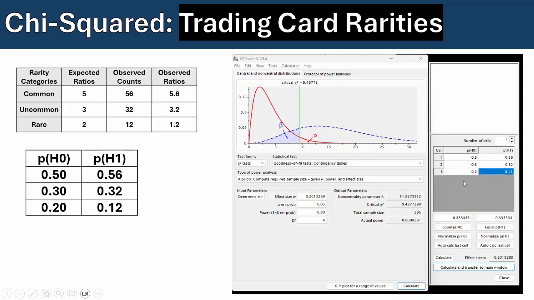Under determine, I have 3 cells, because I have 3 different categories. I have my null and my alternative proportions. I'll calculate an effect size of 0.20 and some change, and it tells me I have a total sample size of 295. Now, given this setting here, cards only come in packs of 10, so I would actually need 300 total to test this, so I need 30 packs. I'd have to round up. And if I had 30 packs, I could run a test to see if my observed ratios are significantly different from my expected ratios or not.